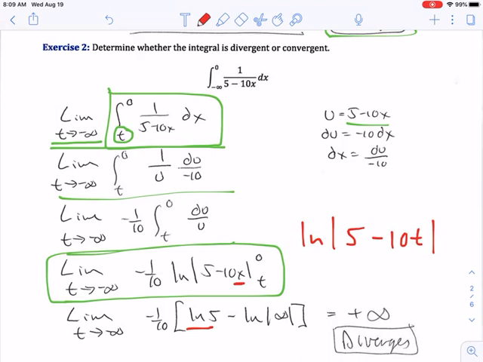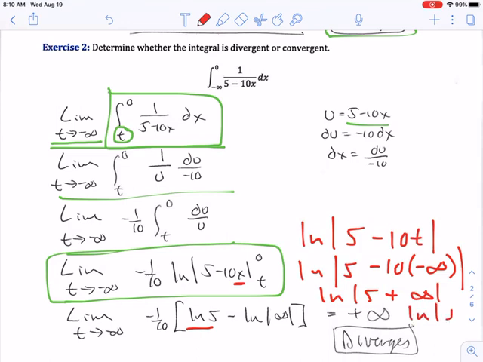All right. So as t is approaching negative infinity, here's the way I think about it. I just substitute. I just put negative infinity in there. So we have the log of 5 minus negative 10 times negative infinity. Well, what's 10 times infinity? 10 times infinity is infinity, right? And a negative times a negative is a positive. So we end up with 5 plus infinity. This is the log of 5 plus infinity. Well, what is 5 plus infinity? It's infinity. So that just becomes the log of infinity.